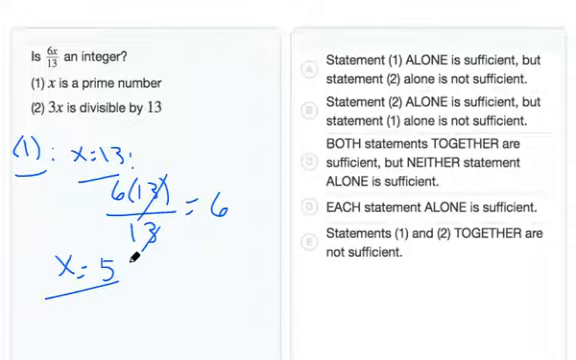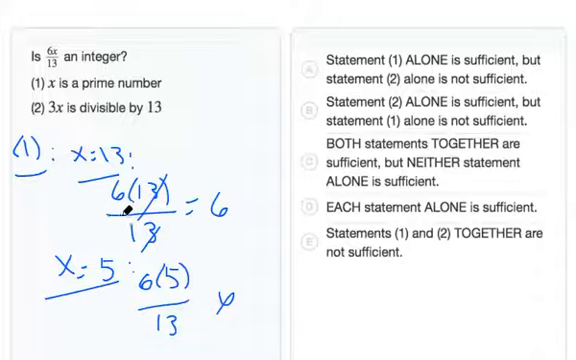in when x is 5, 6 times 5 over 13 is not going to be an integer because there's nothing that we can cancel with 13 since 13 is prime. So this actually would not be an integer. Now, since we can't get a definitive answer with just the information that x is a prime number, because sometimes 6x over 13 will be an integer and sometimes it won't be, this statement alone is not sufficient.